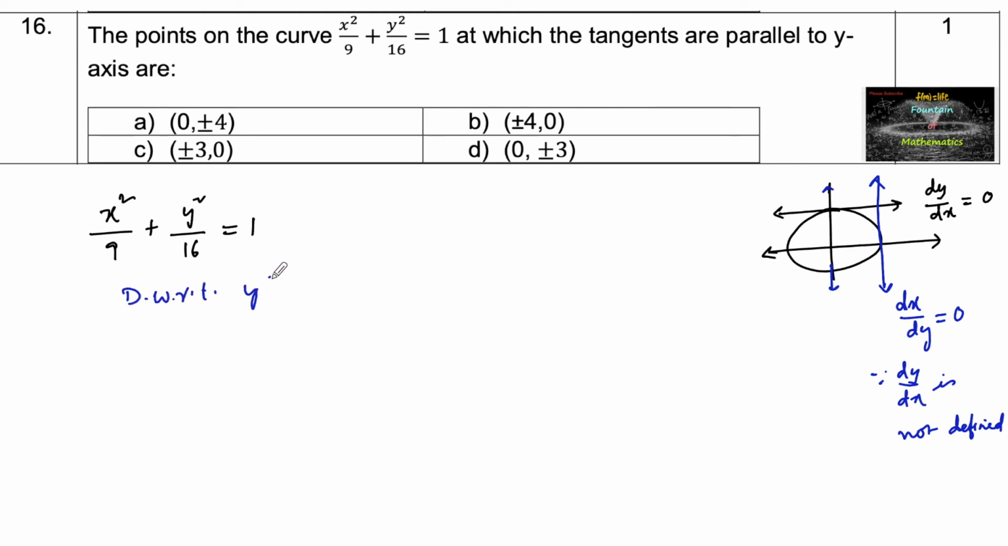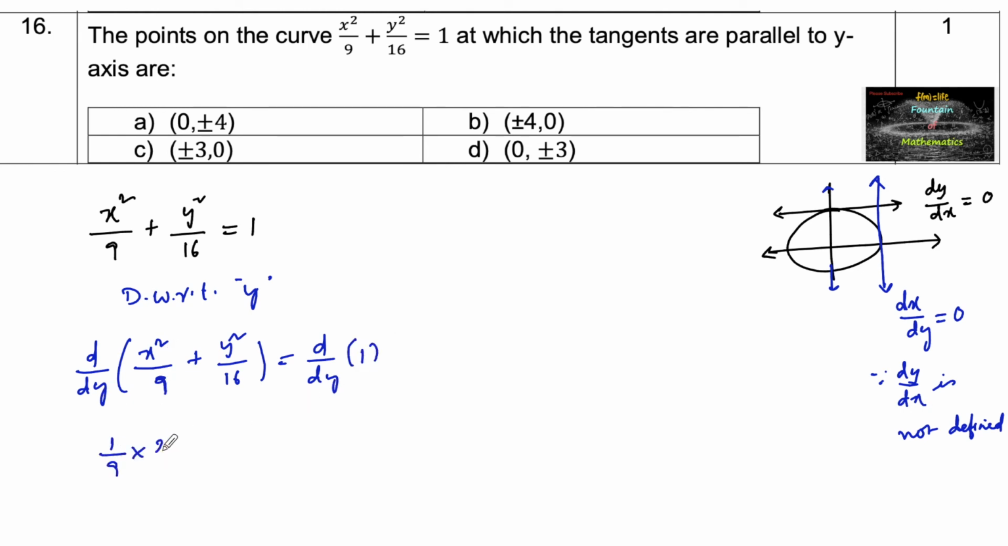Differentiate with respect to y, so we'll have d by dy of x square upon 9 plus y square upon 16, which is equal to d by dy of 1. So differentiation of x square upon 9 will be 1 upon 9 into 2x into dx by dy, plus differentiation of y square upon 16, that is 1 upon 16 into 2y, which is equal to differentiation of constant, which is 0.